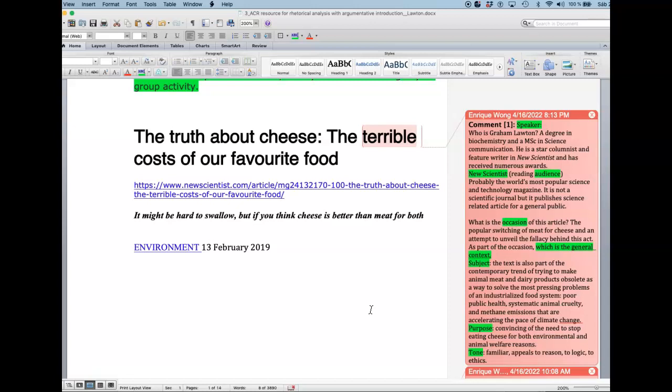So this is part of the context. The occasion is perfect. Many people are making the switch from one for the other because they want to be better people. They want to contaminate less. They don't want animals to suffer. And so the question is, what is the purpose of the article? Convincing you of the need to stop eating cheese altogether, because after he conducts his research, he realizes that cheese is a worse offender than meat. And the tone is familiar. He appeals to reason, to logic, to ethics.